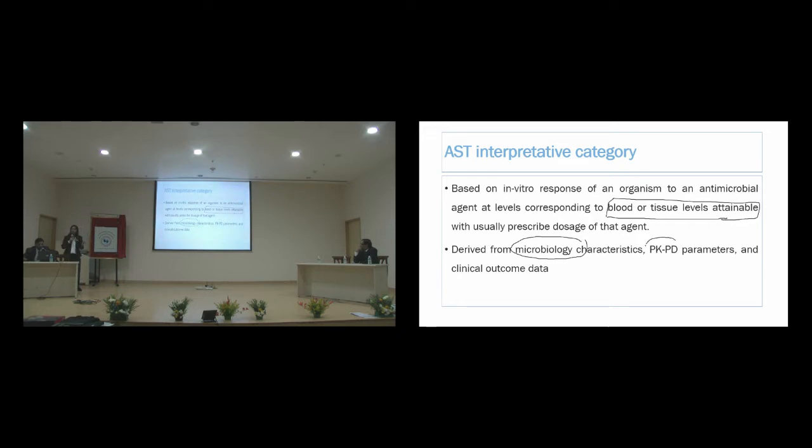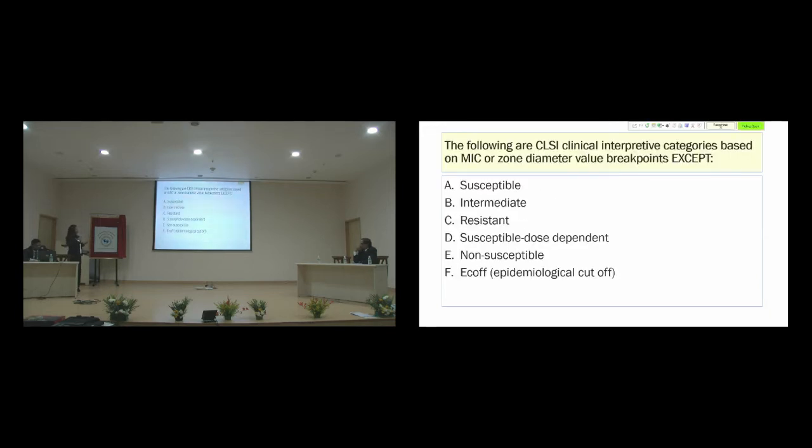A large number of isolates are taken and all these factors are analyzed. This is derived from microbiological characteristics, PK/PD parameters are considered, and also what dosing is given is taken into account while arriving at clinical breakpoints. So can you answer this question please. The following are CLSI interpretive categories for clinical reporting on MIC or zone diameter, except which of these?